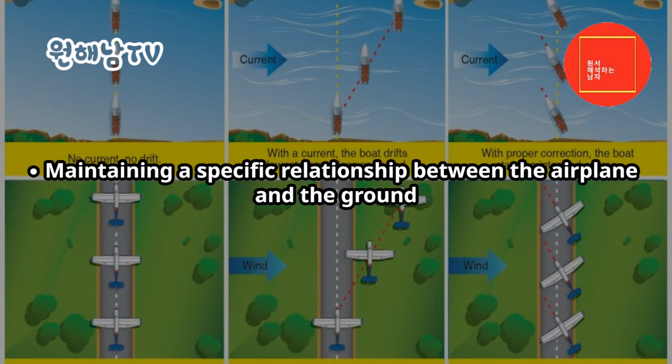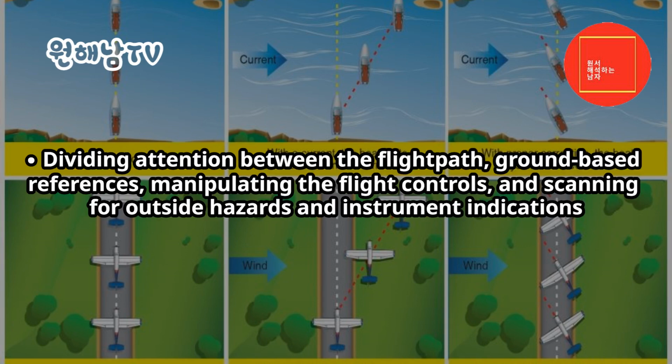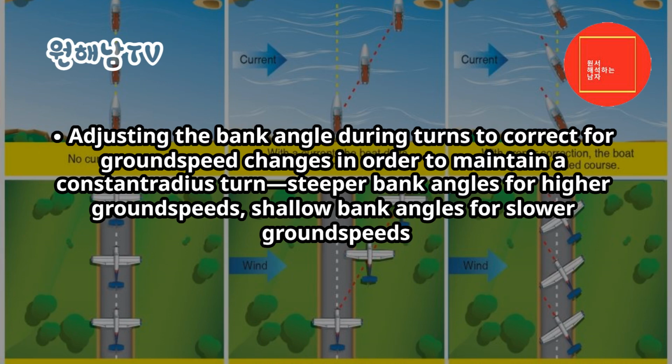Maintaining a specific relationship between the airplane and the ground. Dividing attention between the flight path, ground-based references, manipulating the flight controls, and scanning for outside hazards and instrument indications. Adjusting the bank angle during turns to correct for ground speed changes in order to maintain a constant radius turn. Steeper bank angles for higher ground speeds, shallow bank angles for slower ground speeds.